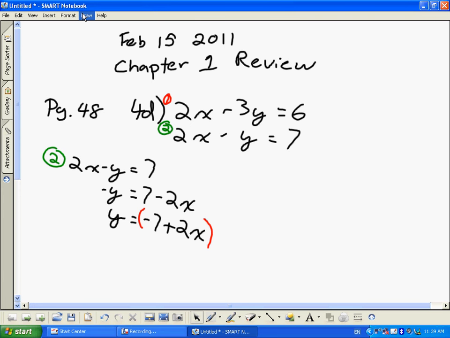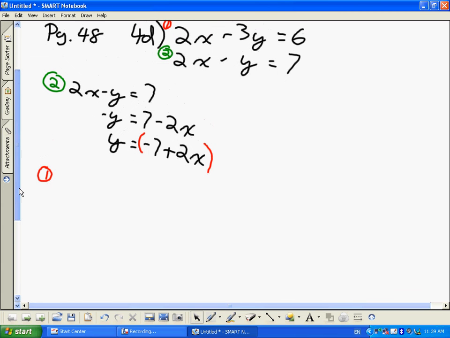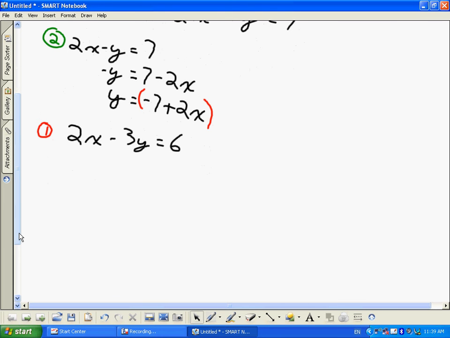Now, once I have this expression, I have to take this equivalent and plug it into the other equation. Because I started with the second equation, I now have to plug this into the first equation. Okay, guys? You can never plug it back in the first step to the equation you started with. So our first equation, 2x minus 3y equals 6. Y in this equation is here. I'm going to be replacing y with this expression.